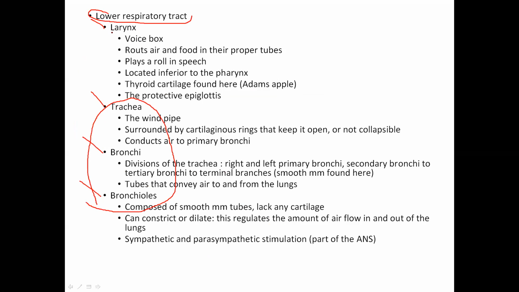All right, so the larynx plays a role in speech. It is located inferior to the pharynx. So the pharynx is like the top part of the throat, and the larynx would be like the bottom part of the throat, where the Adam's apple is found. That's kind of the lay terms. The official name of it is the thyroid cartilage. We also have the trachea, which is the actual windpipe that is kept open by hyaline cartilage. So hyaline cartilage rings keep the trachea open.